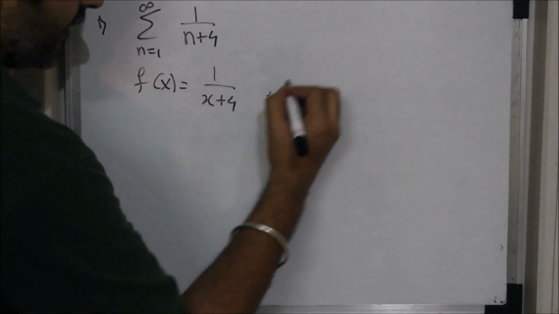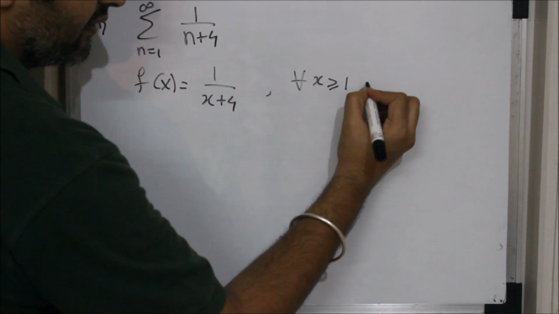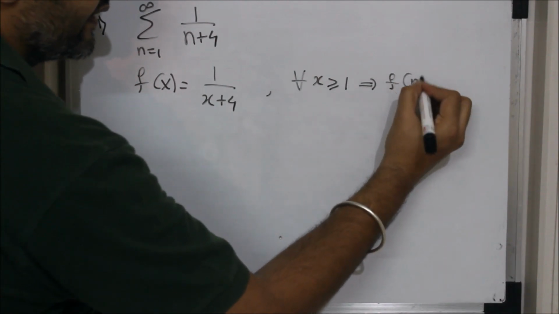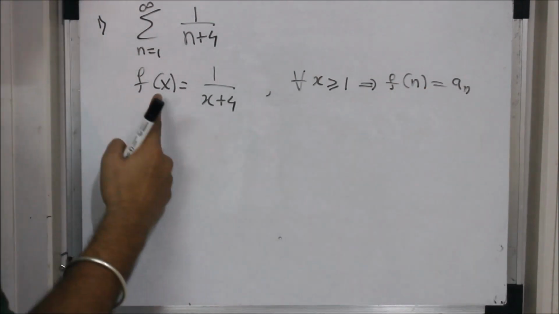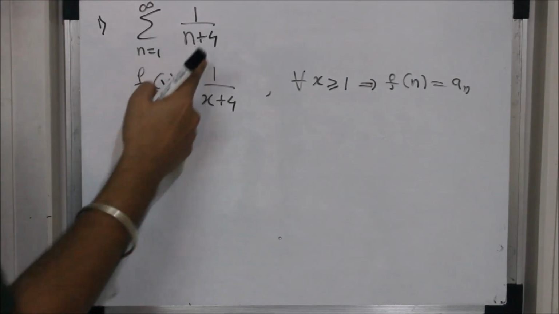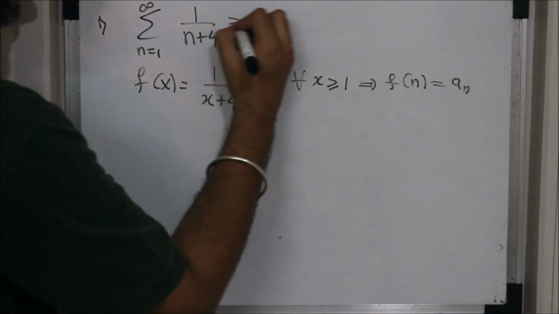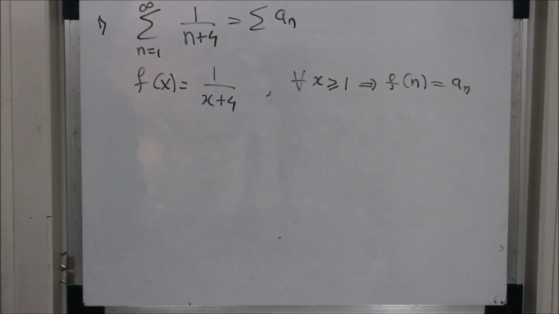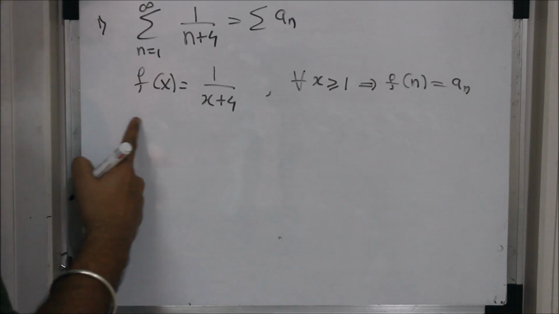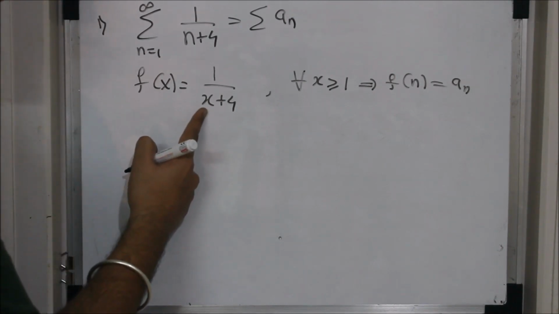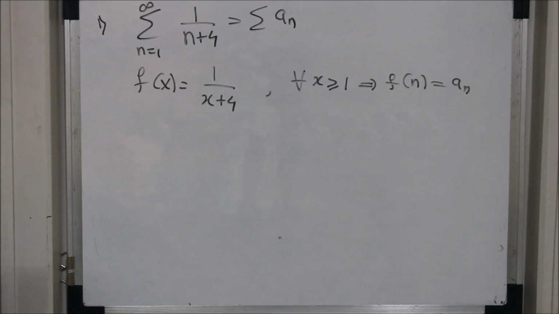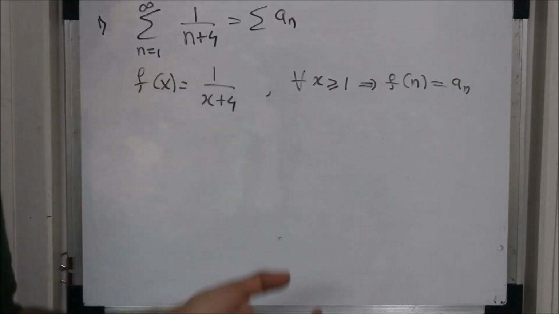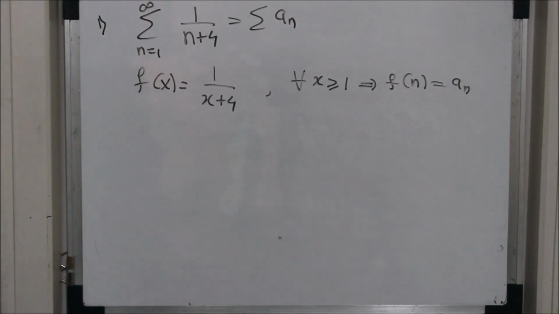Now for all x greater or equal to 1, one can see that your f of n is nothing but your an, because when I replace x by n, I am getting nothing but the terms of the series. What is an? This is my summation an. What is an? 1 upon n plus 4. So my function is satisfying this condition that when I replace x by n, I am getting the terms of the series. Now is my function continuous? Yes, because this is not defined at -4, but I am talking about x greater than 1. So this is continuous, the ratio of two continuous functions is continuous.